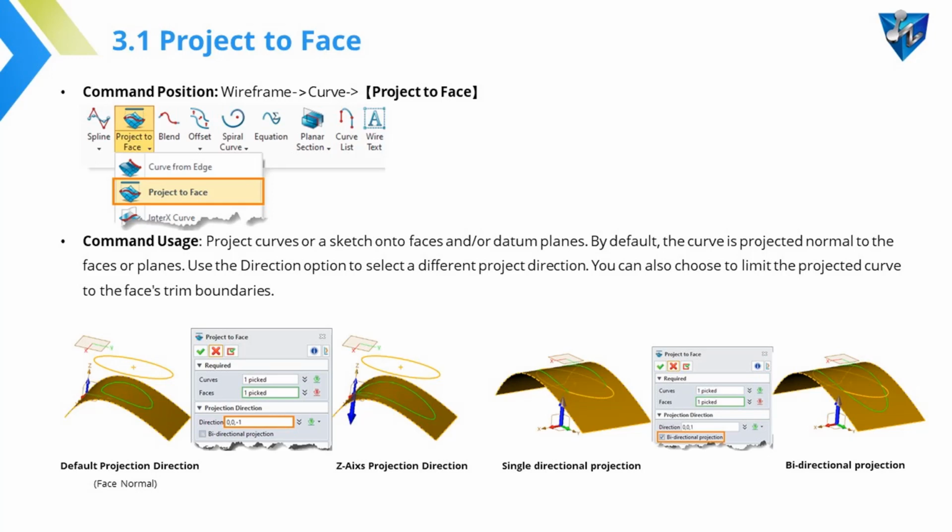Besides, you can also choose to limit the projected curve to the face's trim boundaries. If more than one curve is created, they become a single feature. Moreover, if you select the bidirectional projection, it will project the curves in both the positive and the negative directions relative to the direction of projection. On the bottom right is the comparison between checking and unchecking the bidirectional projection option.